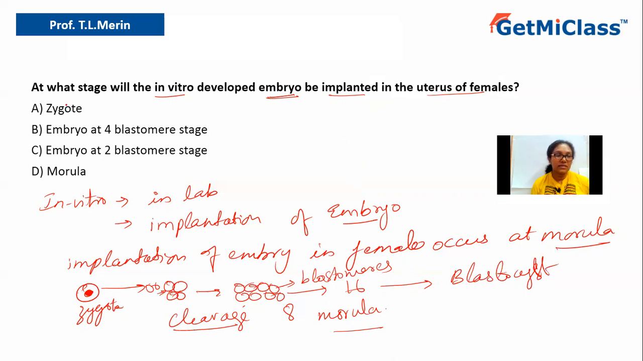So let us see at what stage will the in vitro developed embryo be implanted in the uterus of the female. Option A says zygote, no, because we are talking about embryo. Option B says embryo at 4 blastomeres, no. That will be considered zygotic or early embryo implantation. Then option C, embryo at 2 blastomere stage, no. Then option D says morula stage, that is the correct answer. So according to our explanation, the answer is option D.